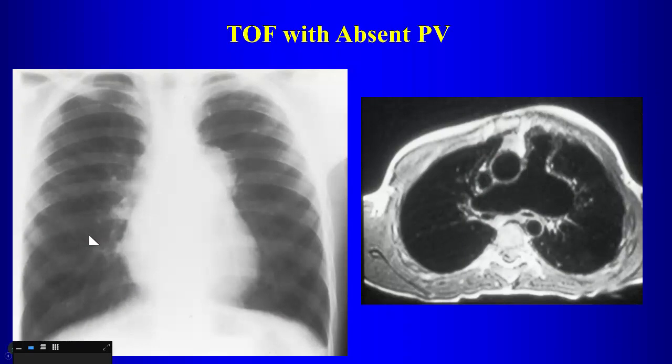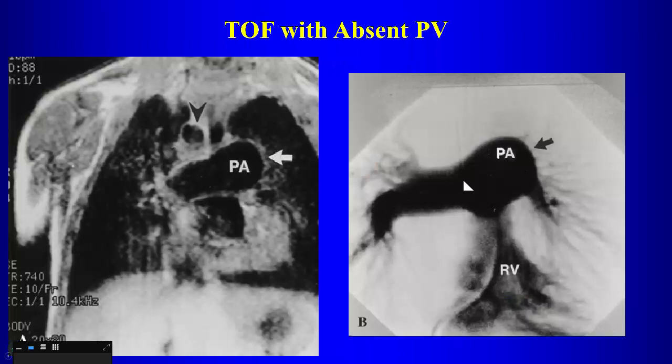And then this other unusual thing, tetralogy of Fallot with absent pulmonary valve. These patients have severe pulmonary regurgitation, and that can also result in dilated central pulmonary arteries. Usually patients with tetralogy of Fallot have small pulmonary arteries, so this is the exception. In this case, because of the pulmonary valvular regurgitation from absence of the pulmonic valve, these patients have dilated central pulmonary arteries, even though they have decreased pulmonary blood flow. Okay? So that's tetralogy of Fallot with absence of the pulmonic valve.